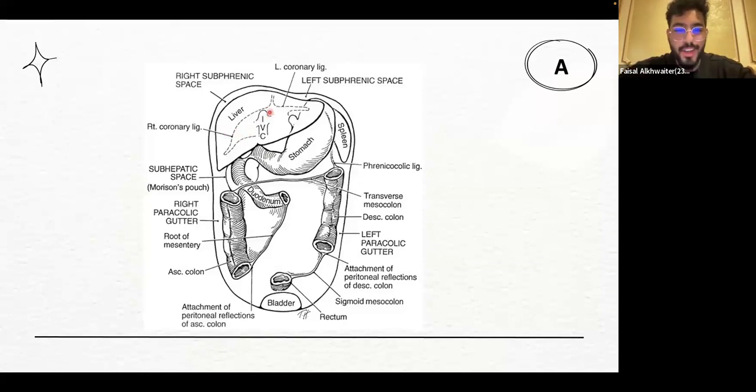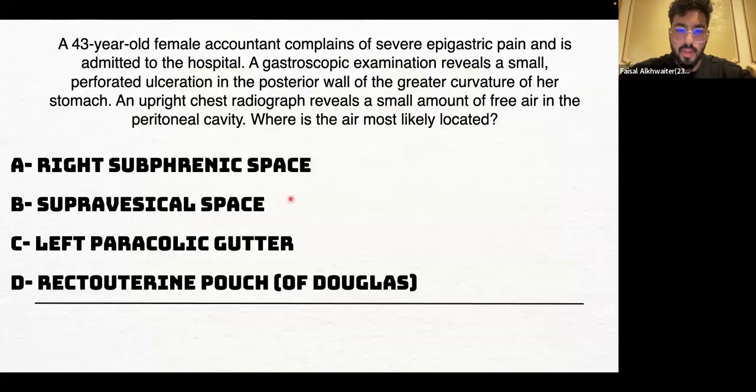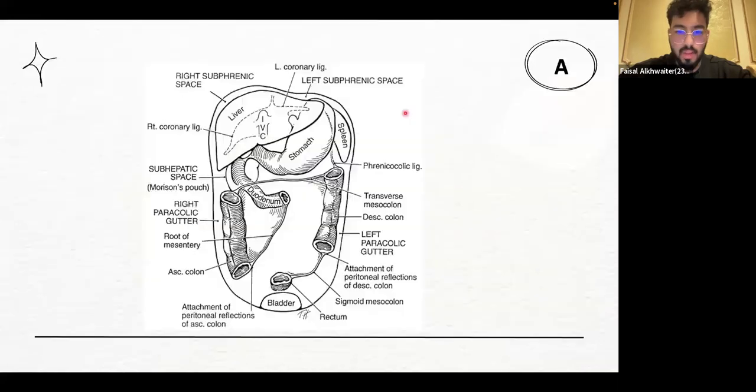I don't know. So the subphrenic space is a space between the diaphragm and the liver. When you have air in your peritoneal cavity, it's most likely going to accumulate here, in either the right subphrenic or left subphrenic space.